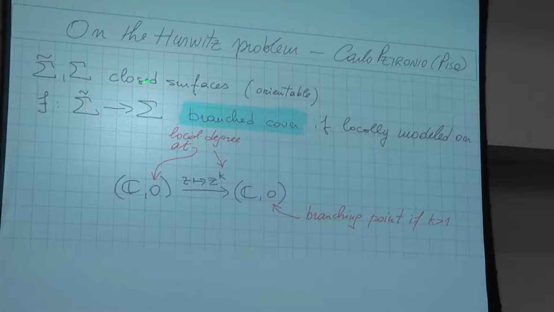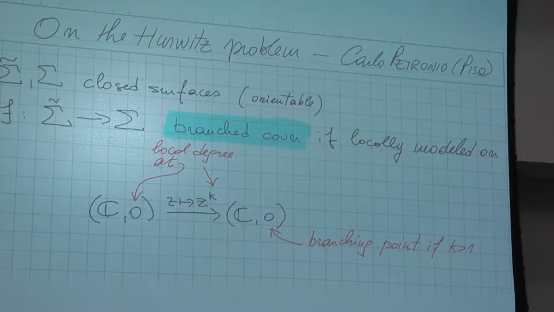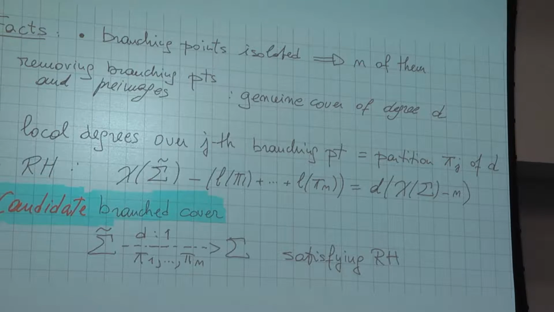So you take two closed surfaces, say orientable, then I will quickly mention the non-orientable case. So a branch cover is a map between sigma twiddle and sigma that's locally modeled, only in a topological sense, over z goes to z to the power k. And so k is an integer, and if k is larger than 1, you say 0 in the target C is a branching point, and you call k the local degree at this branching point.